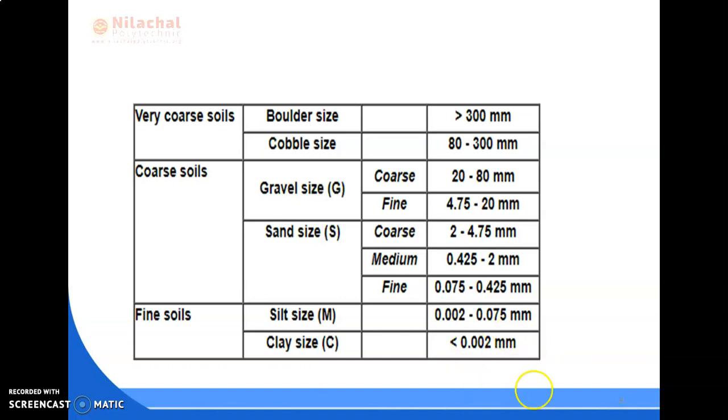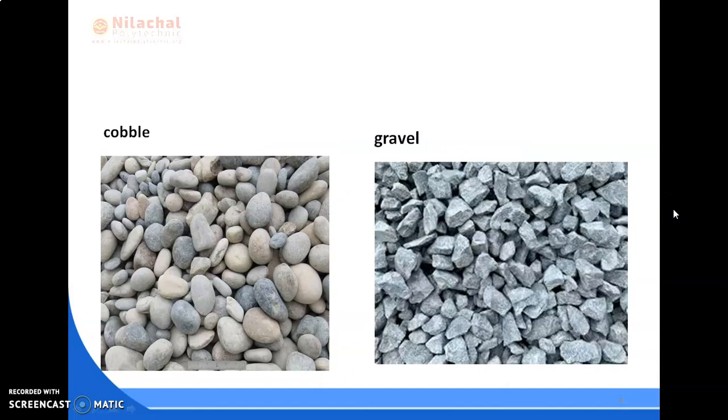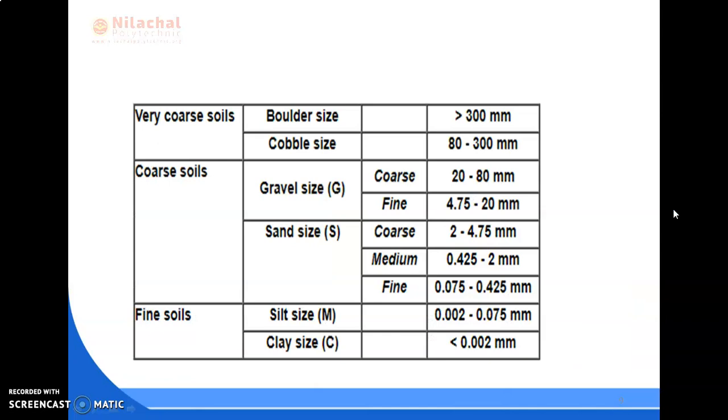So it is not necessary to represent it here. So for this lecture this much. In the next lecture again we will discuss more about this particle size distribution. So thank you.